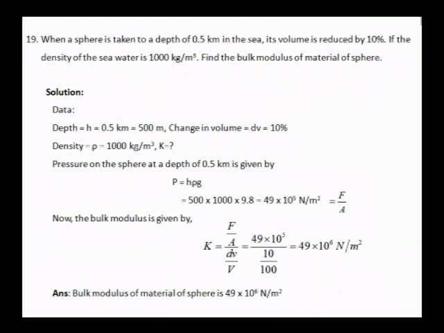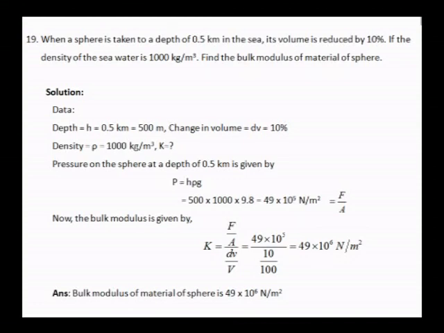Lastly, when a sphere is taken to a depth of 0.5 kilometer in the sea, its volume is reduced by 10%. If the density of the sea water is 1000 kg per meter cube, find the bulk modulus of the material of the sphere. So, depth of the sea is 0.5 kilometers or 500 meters, change in volume is 10% of the original volume, and density is 1000 kg per meter cube. We are asked to calculate the bulk modulus of the material the sphere is made of.